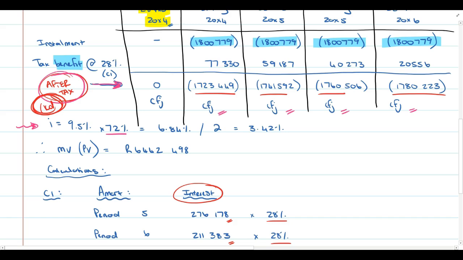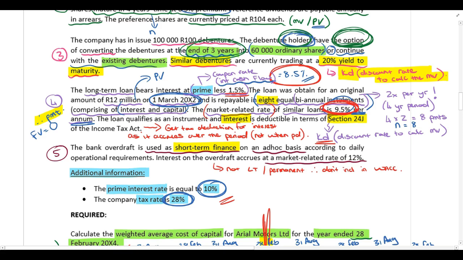All right, and then the last type of finance we had in this question was the bank overdraft, but you'll remember I said we don't include that in our WACC calculation because it is used as short-term finance and our WACC is a long-term calculation. So we've now calculated the cost and the market value for all of the different types of finance. We can now wrap everything up and calculate our weighted average cost of capital.